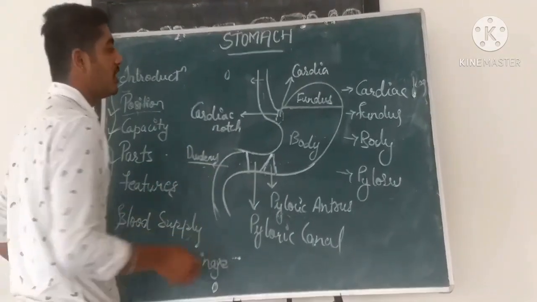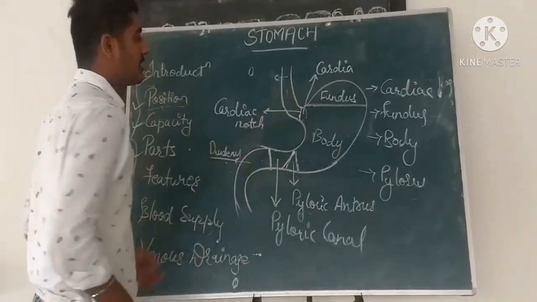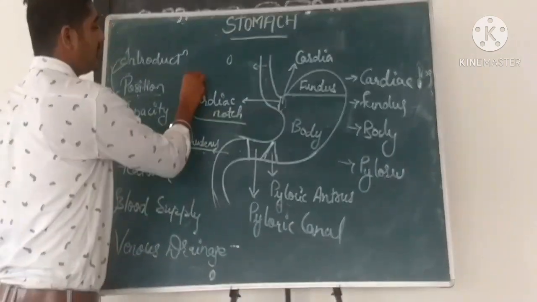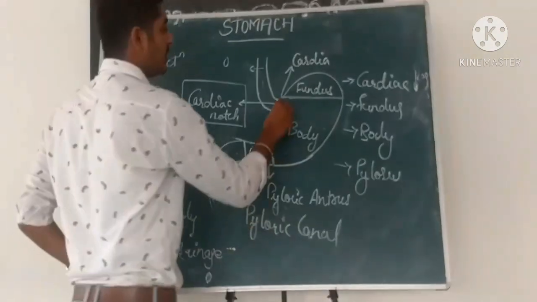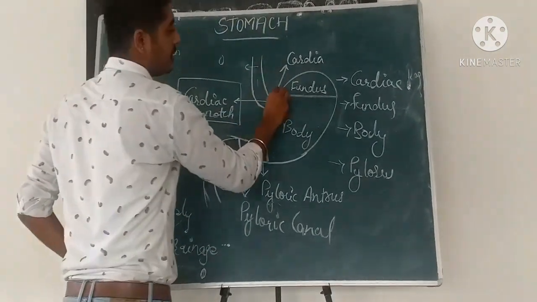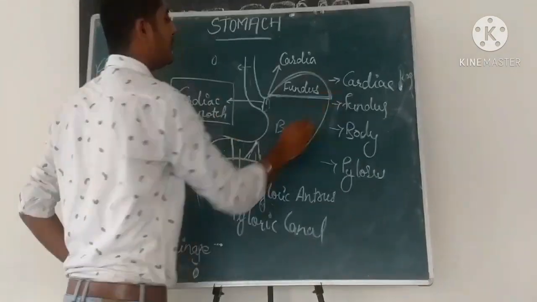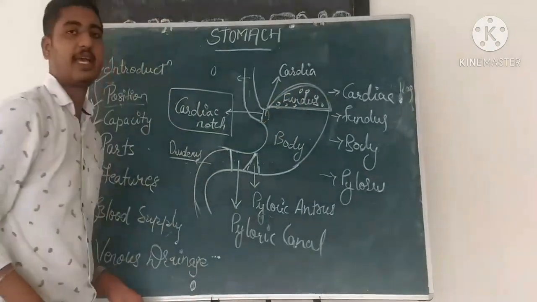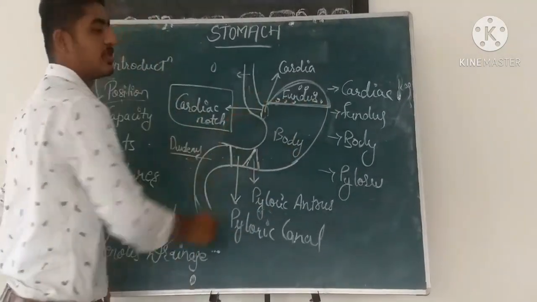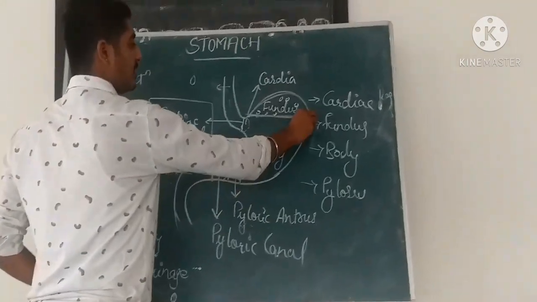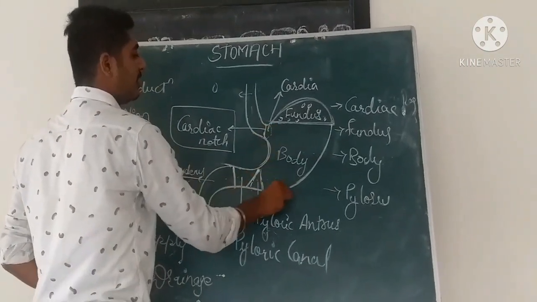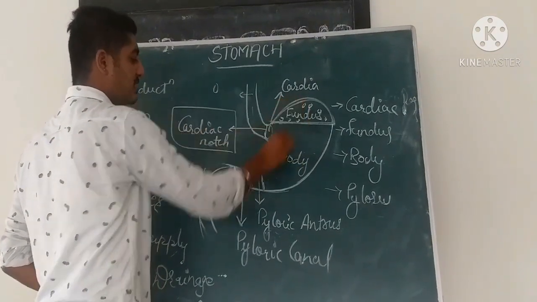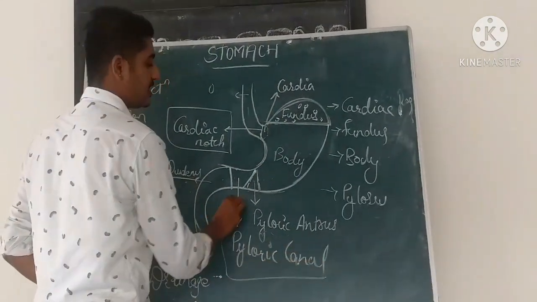Now I will just explain you in short. The cardiac notch is where the esophagus ends and the stomach begins. Superior to the cardiac notch, this particular portion is called the fundus. Here you can even see the gas bubbles when we do the X-ray. It is the superior most part of the stomach. Next is the largest part of the stomach, which is called the body, located between the fundus and the pyloric region.